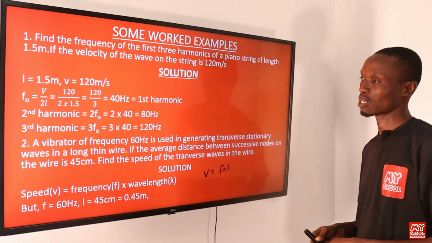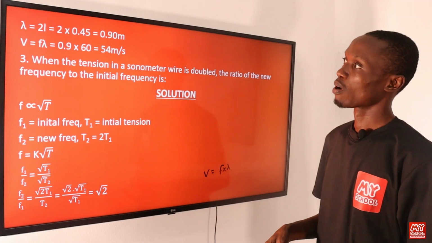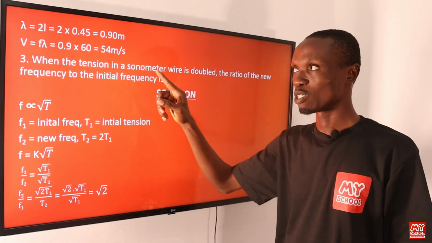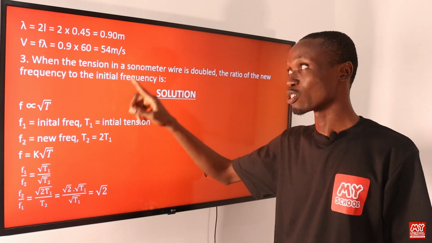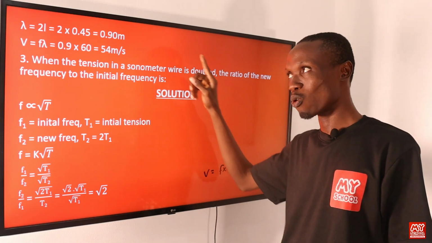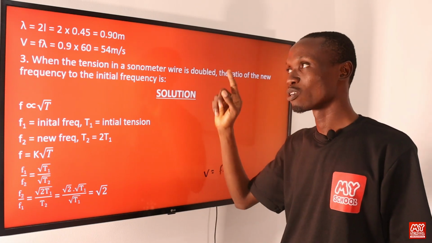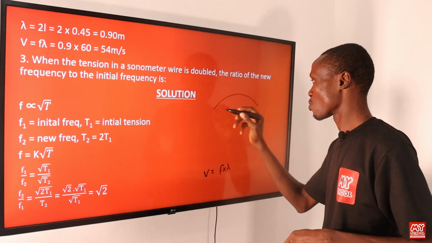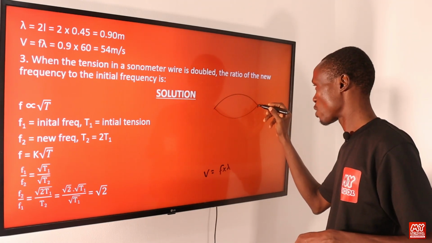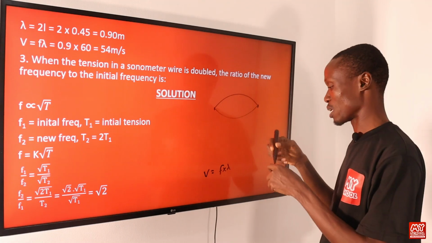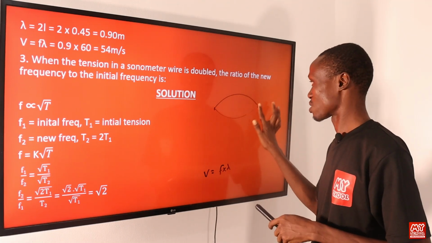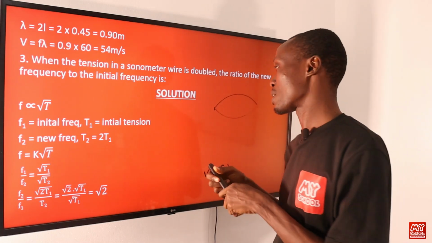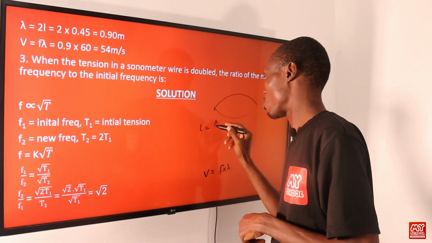So let's move to the next slide. Now, remember that here lambda is equal to 2L. The reason is that in that question we only have a single loop, and they said between 2 successive nodes. This is for a single loop. So this place here is 1 node and this is another node. Those are the 2 successive nodes. So lambda is equal to 2L. Remember that L is equal to lambda all over 2.